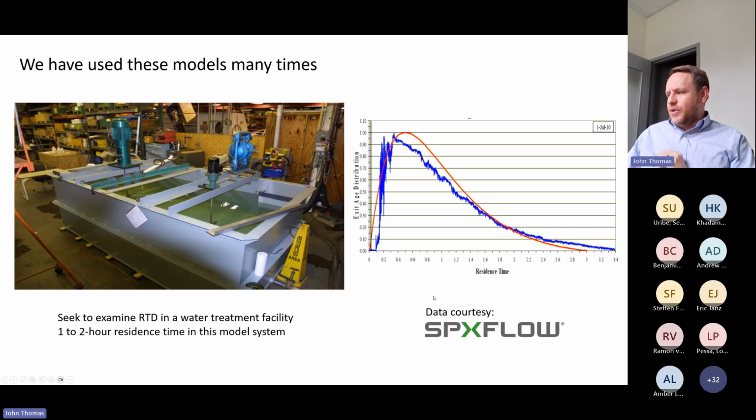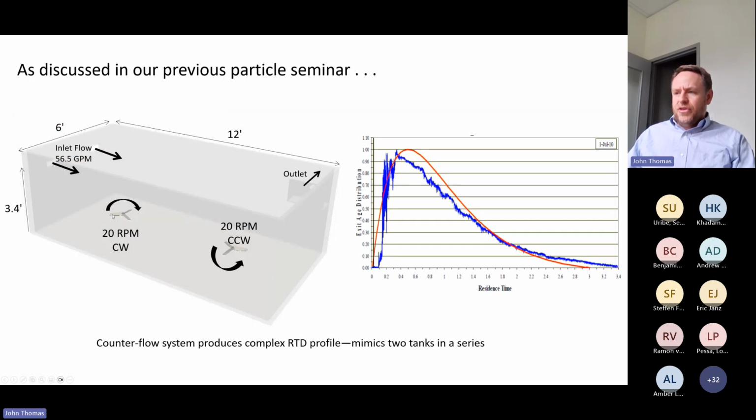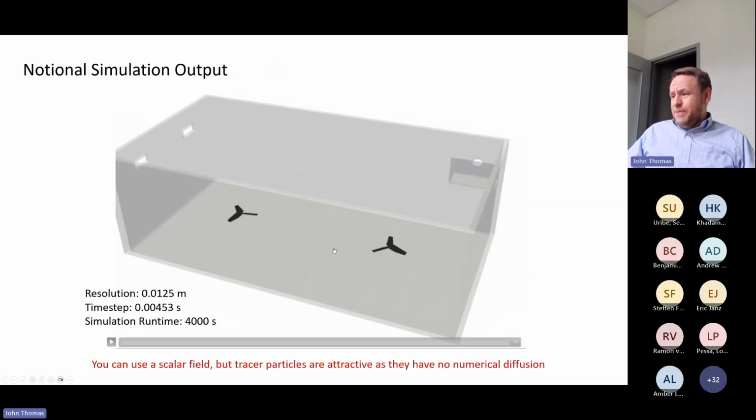So here I've got data courtesy of SPX, where they have an intentionally designed 2-impeller system with a spinning profile that is tuned to produce essentially 2 separate mixing zones. The net effect is that their expected mixing profile shown in red, their realized mixing profile shown in blue, mimics one that is 2 tanks in series. So this particular configuration allows them to realize a 2 tanks in series RTD with only 1 tank, the appropriate counterflow configuration in the flow field. Again, it's a pretty complex configuration, but it's something we can handle.